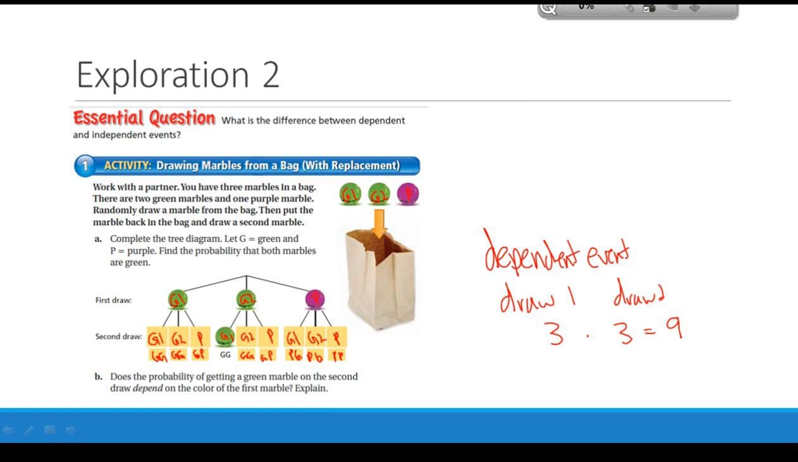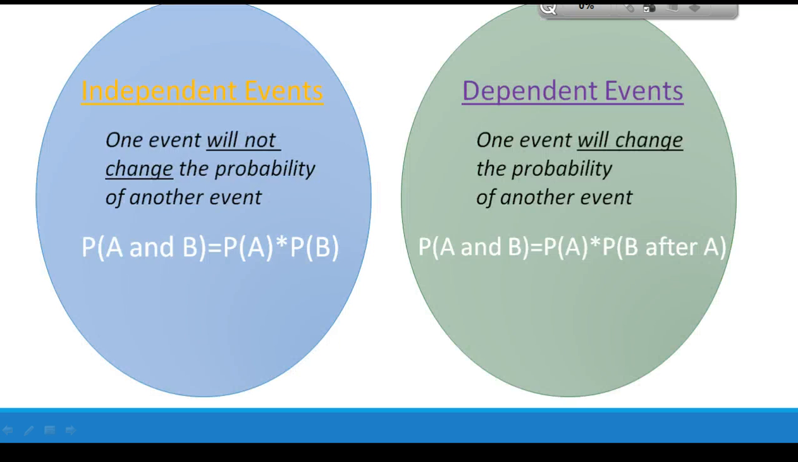Oh, I did make a mistake here. I am so sorry. You're probably all screaming at me. It did not matter, so this is an independent event. Sorry about that. That's independent. That's an independent event. Okay, so an independent event is when one event will not change the probability of another.